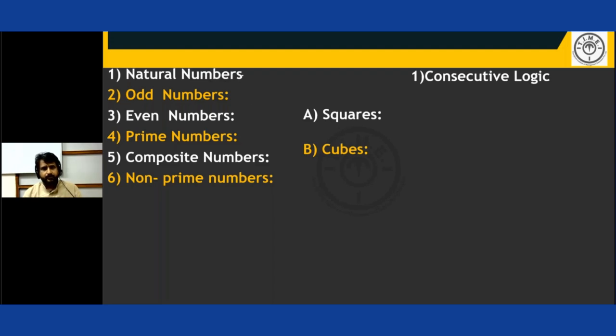Now see here, squares and cubes. Consecutive logic. Natural number squares, odd number squares, squares of even numbers, squares of prime numbers, squares of composite numbers, squares of non-prime numbers, cubes of natural numbers, cubes of odd numbers, cubes of even numbers, cubes of prime numbers, cubes of composite numbers, cubes of non-prime numbers, right? This is the way questions will be formed in this consecutive logic.